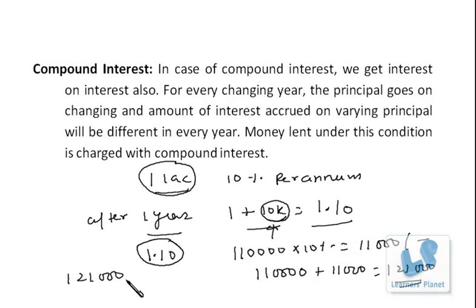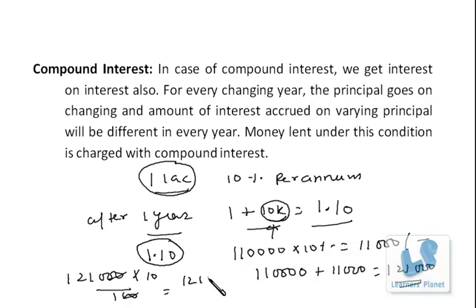Okay, so if the rate of interest is the same, then now I have to pay the interest on even this 21,000 also. We started with 1 lakh. In the second year, we reached 1,10,000. Now we have reached 1,21,000. So for the third year, I have to pay the interest on this.